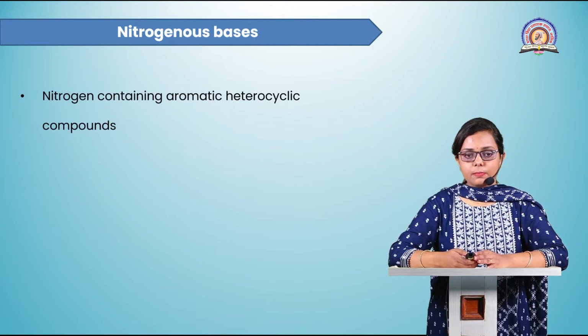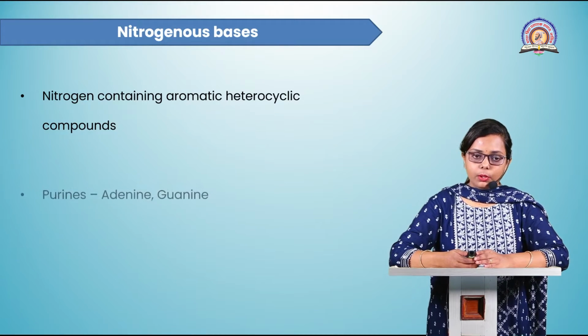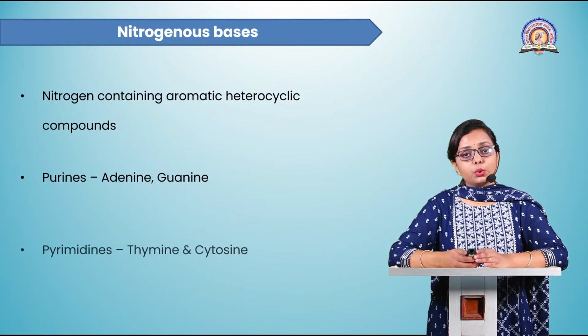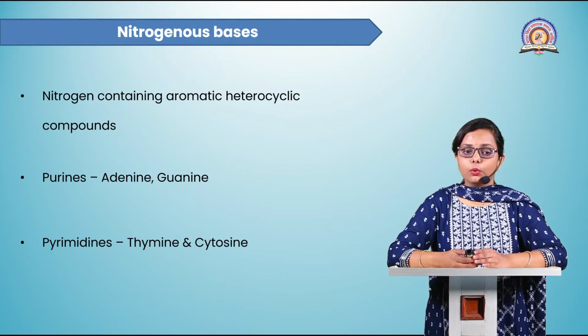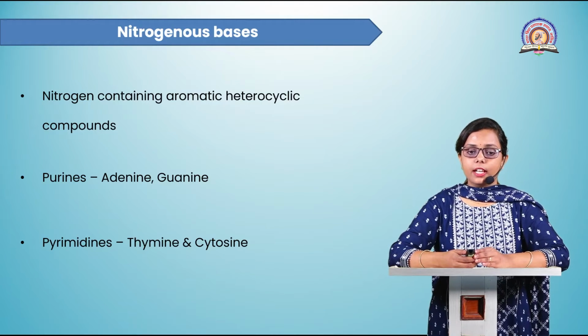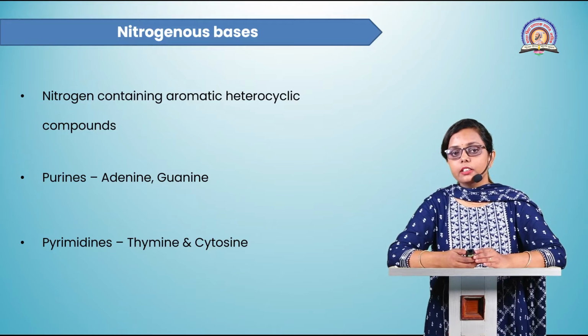So what are nitrogen bases? These are nitrogen containing aromatic heterocyclic compounds. There are two types of nitrogen bases: purines, in which we have adenine and guanine, and pyrimidines, where we have thymine and cytosine. Remember, in RNA, thymine is replaced by uracil.